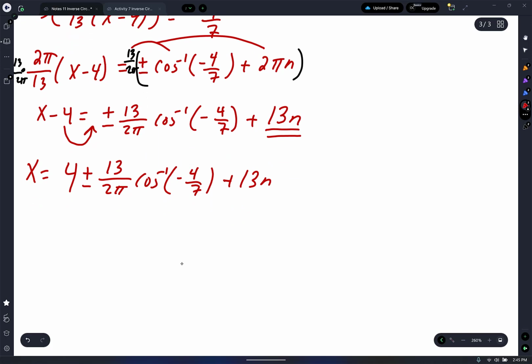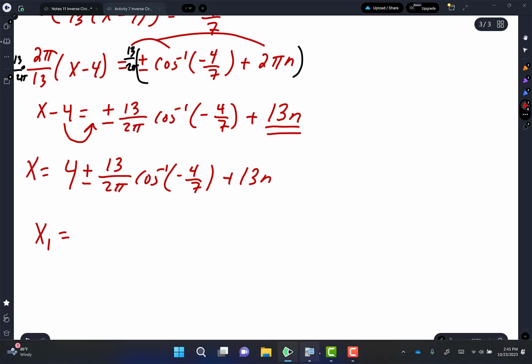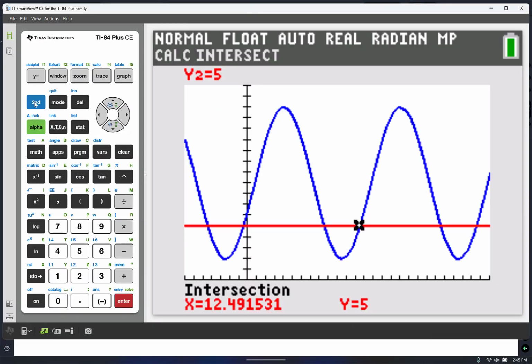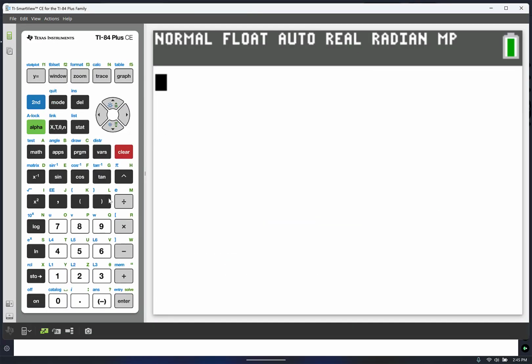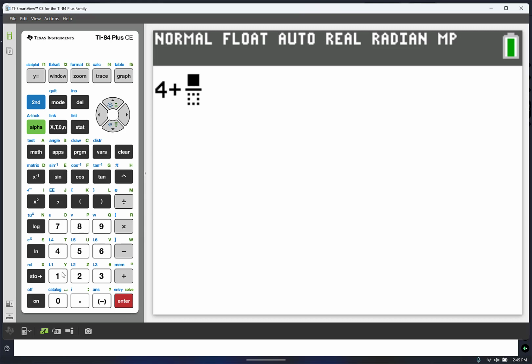I'm going to get my x1 and x2. For x1, I'm going to use the positive one. Take your calculator, and I'm just going to do this half. Don't put the plus 13n. Go 4 plus 13 over 2 pi arc cosine of negative 4/7, like this. Go to your home screen, second quit. Let me clear all this. 4 plus alpha y equals, enter. What was it, 13 over 2 pi?